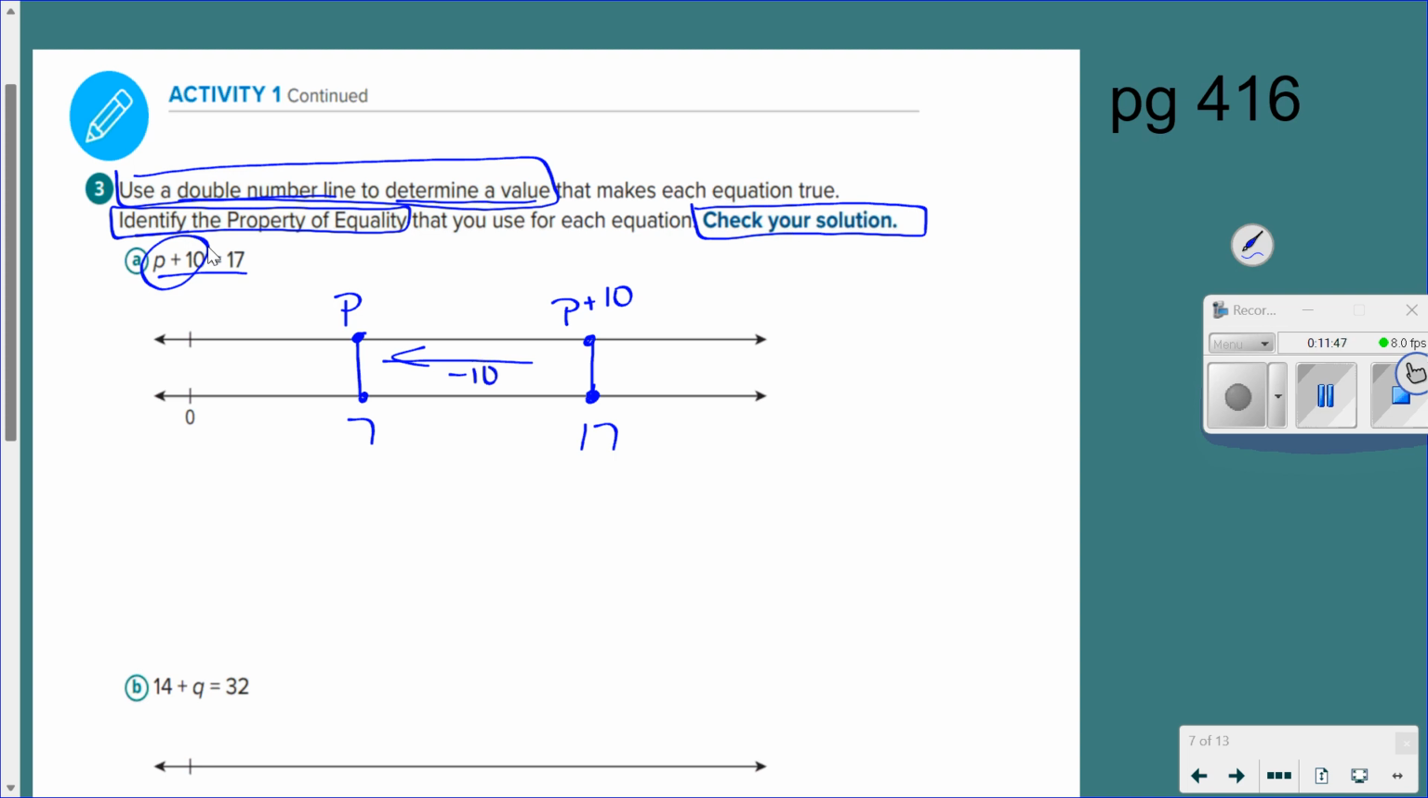Identify my property. Which property did I use? Subtraction property of equality.